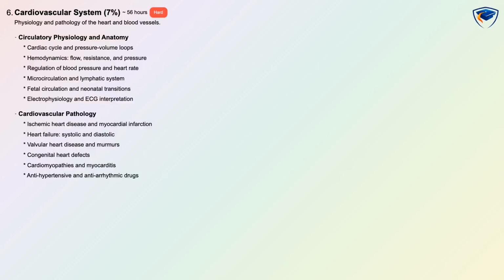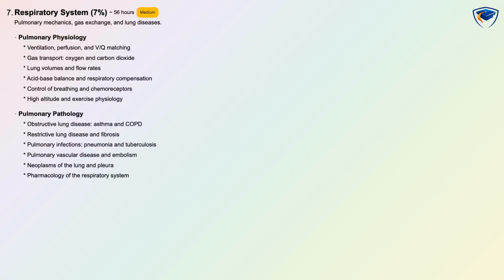antihypertensives and antiarrhythmics. Respiratory system is 7%, medium difficulty, with an estimated 56 hours of study and scenario-based questions. This domain covers pulmonary mechanics, gas exchange, and common lung diseases including ventilation perfusion matching, gas transport, lung volumes, acid-base balance, and control of breathing. Also focus on obstructive and restrictive lung diseases, pulmonary infections like pneumonia and tuberculosis, pulmonary embolism, neoplasms, and respiratory pharmacology.